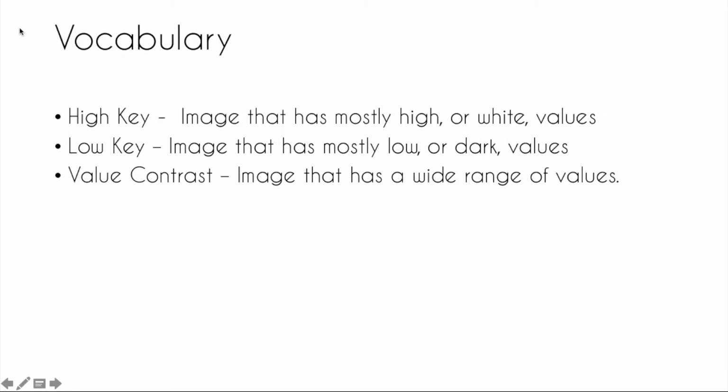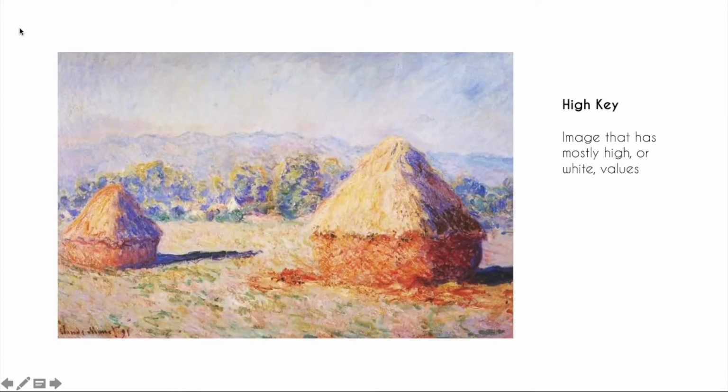We have high key, and those are images that have mostly high or white values. Then low key is the opposite, images that have mostly low or dark values. Then lastly, value contrast. That's just how many different values an artwork has in it, so the range of values. So let's look at some examples.